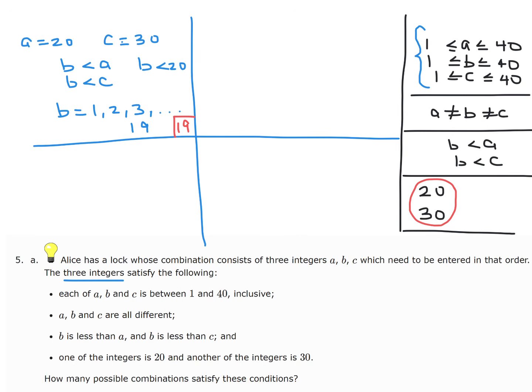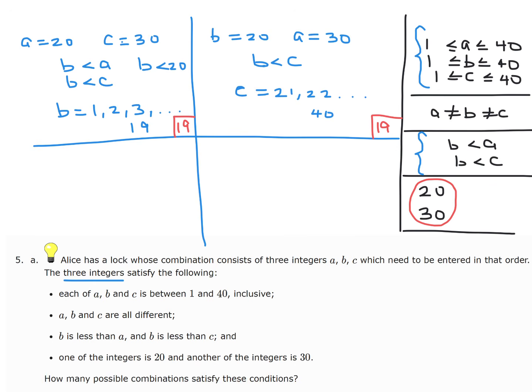Now, what's the other way of doing it? How about a and b? Let b equal 20 and a equal 30. If that's the case, b is less than c, correct? According to this condition right here. So that means c has to be 21, 22, and so on, all the way up to 40. So that gives me another 19 possibilities.